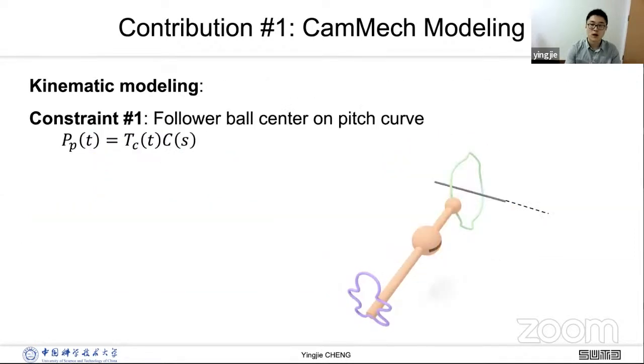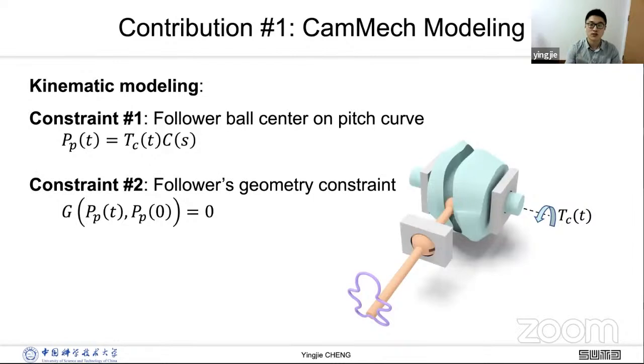The first constraint about the kinematics is that the follower ball center is always on the pitch curve, where PP is the follower ball center, and CS is the pitch curve, which is the central line of the cam groove, determining the shape of the cam. And TC is the cam's rotation matrix. So we get the formulation like this: PP equals TC times CS.